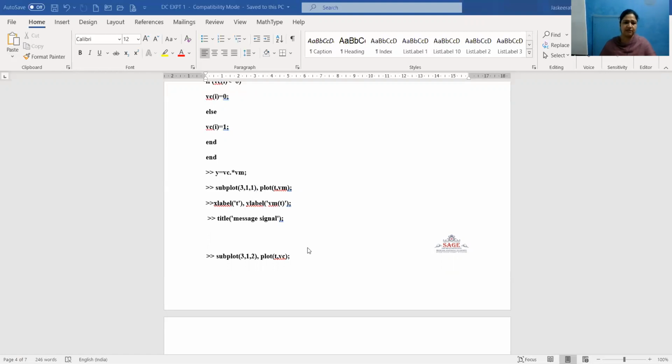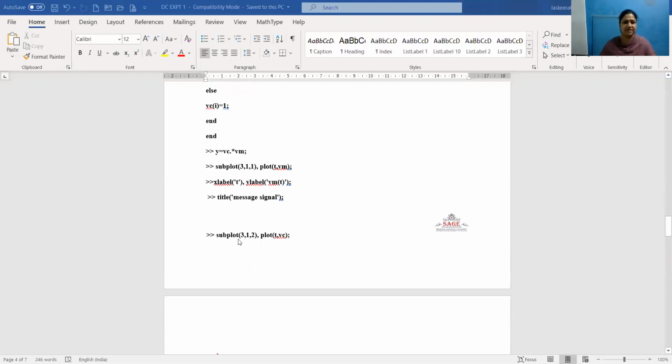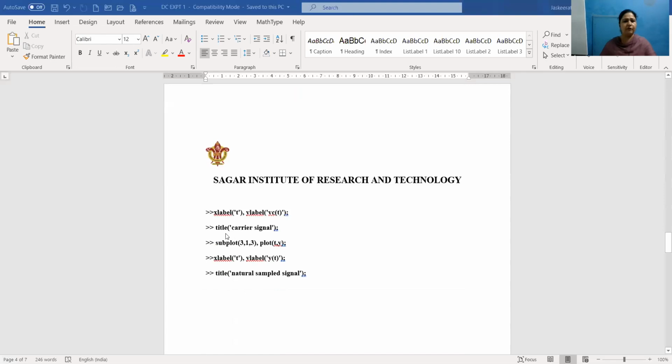Now the carrier signal will be plotted, which will be given by subplot(3,1,2). That means the carrier signal will be located at the second position. Plot(t, Vc). Now for labeling it, xlabel t and ylabel Vc(t), and the title will be given as carrier signal. Now in the end, I will draw the natural sample signal.